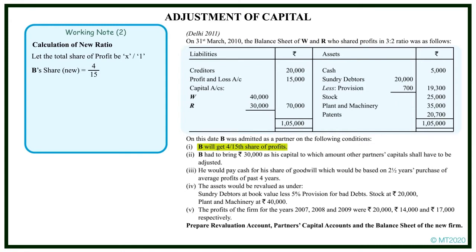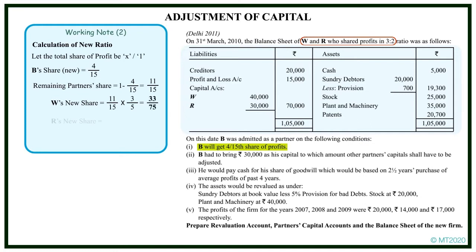So the remaining partner share from 1, if 4 by 15 is of B, then the remaining partner share comes as 1 minus 4 by 15, which is equal to 11 by 15. This remaining share 11 by 15 will be shared by the old partners W and R in their profit sharing ratio. Thus, the new share of W comes as 11 by 15 into 3 by 5. 3 by 5 is the old share of W, which is equal to 33 by 75.